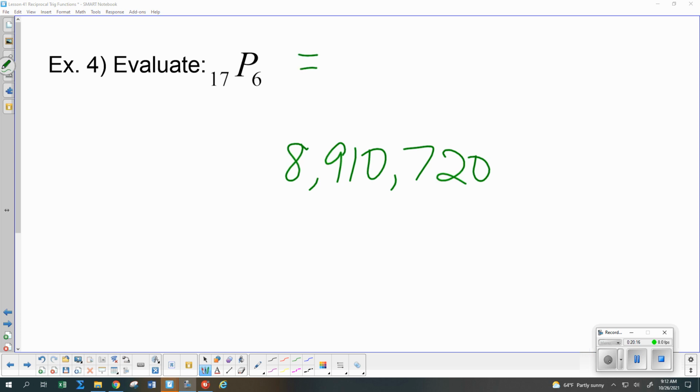No matter how you enter it on the calculator, I need to see 17 factorial over 11 factorial or over parentheses 17 minus 6 factorial. Anybody with a question? Then that wraps up our lesson for today.